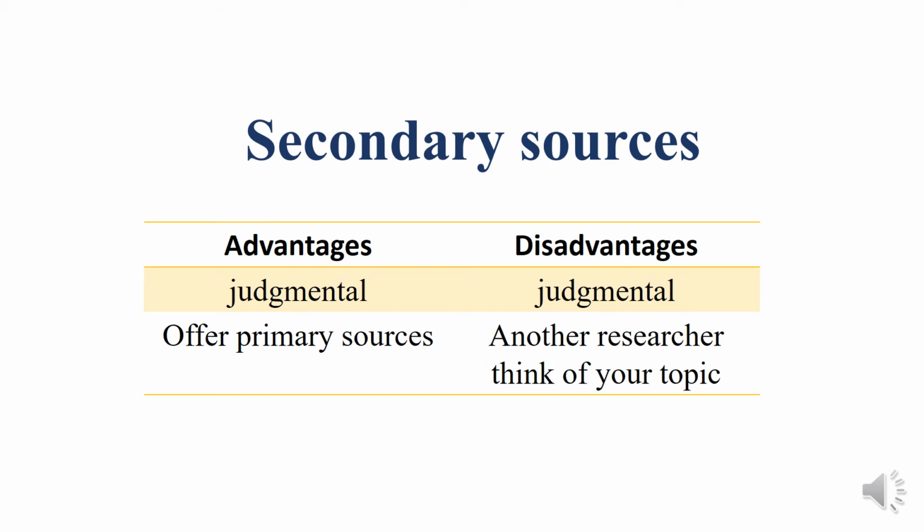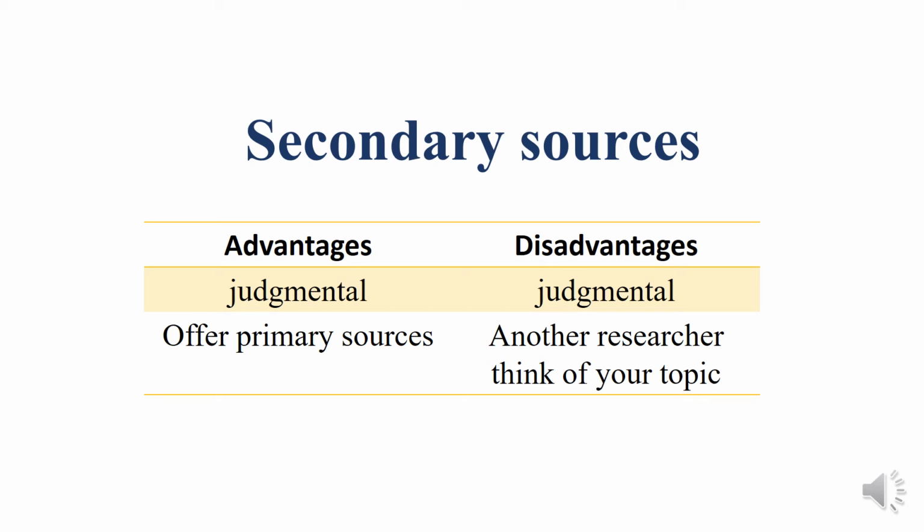Number two of the advantages, they offer leads to primary sources. Secondary sources always mention the primary sources. For example, if I read a commentary work about, let us say, the letters of a specific author, this secondary source mentions which primary source of this author it talks about. So it may lead the way to find this primary source, okay?